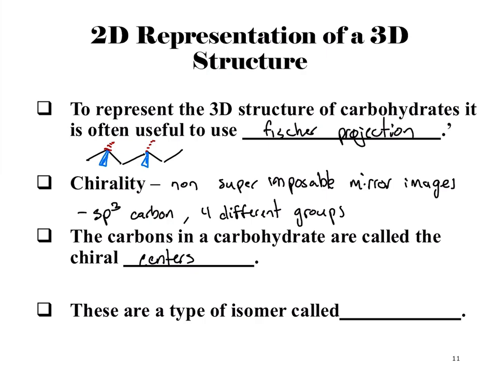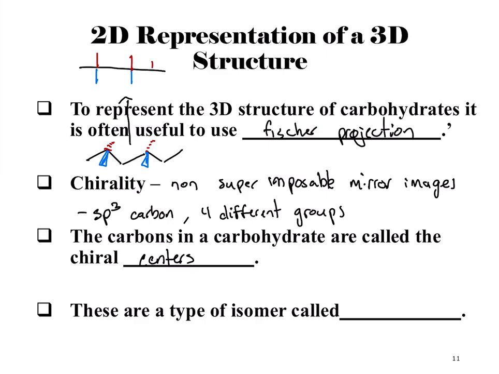And the way you draw a Fisher projection is that this becomes a flat line. And if I'm looking from the top of this, I smush it down so that everything gets sprawled out in a flat way. So this would look something like this. I've taken this three-dimensional structure and now I've represented it in a simple 2D structure.